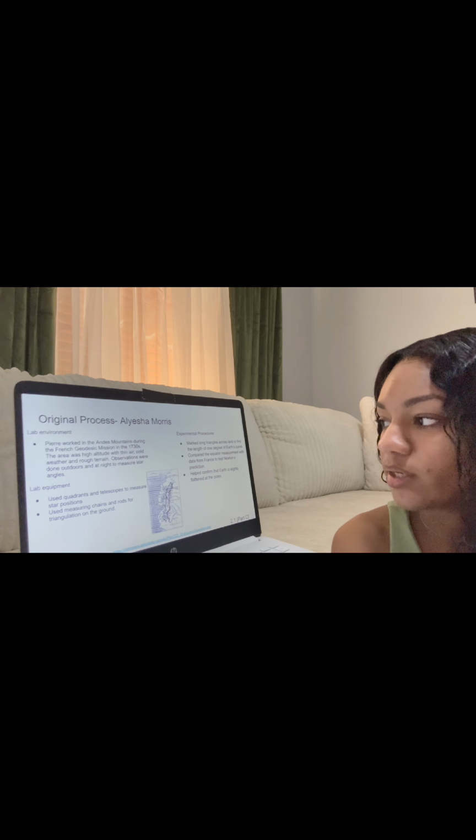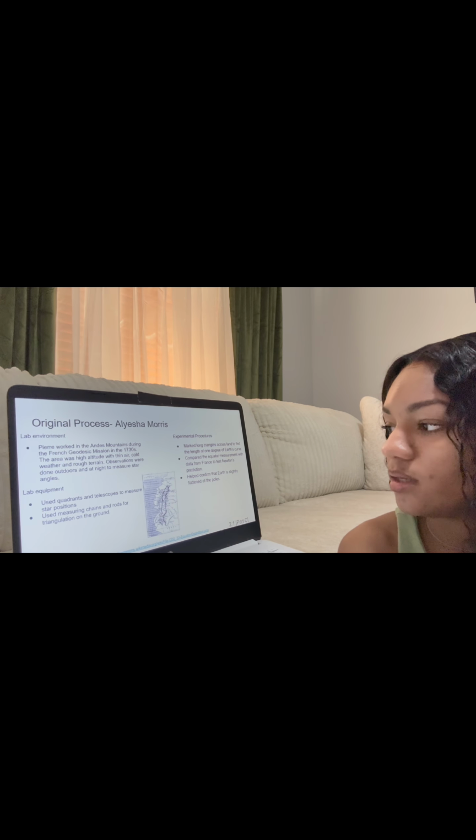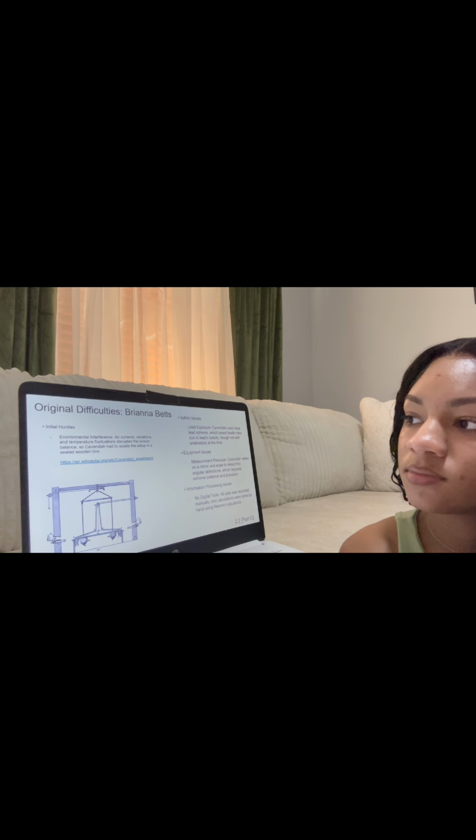For the experimental procedures, he marked long triangles across land to find the length of 1 degree of the Earth's curves. He compared the equator measurement with data from France to test Newton's prediction. He also helped confirm that Earth is slightly flattened at the poles.